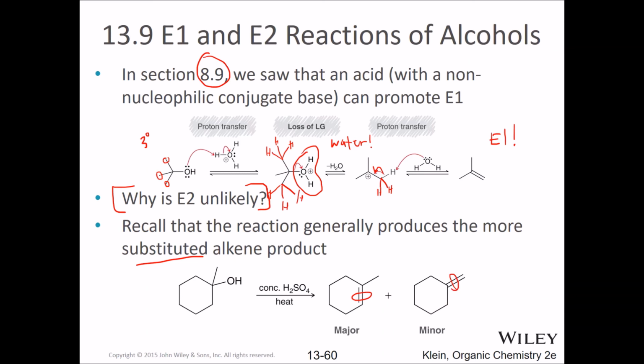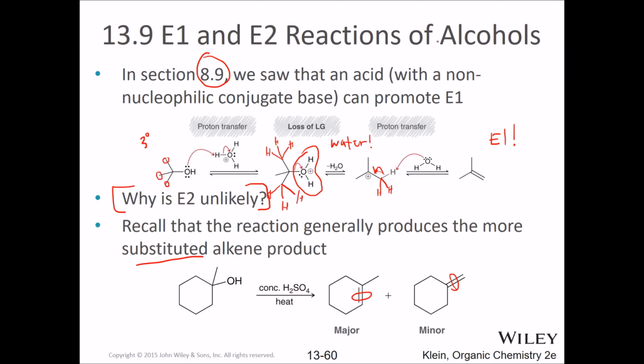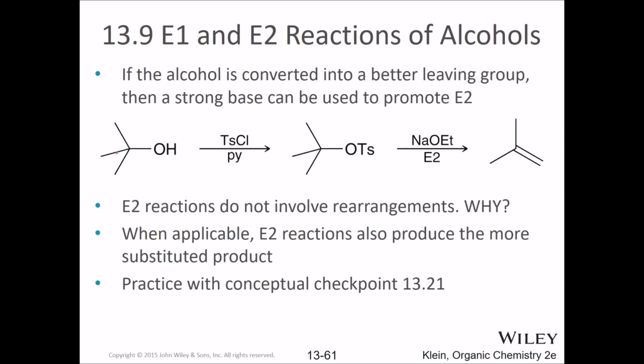All right, I think that's it. I'm going to ask you one more question here. If the alcohol is converted into a better leaving group, oh, no, that's not it. Here's some more facts, right? If the alcohol is converted to a better leaving group, then a strong base can be used to promote E2. Right? So before, on the previous page, we had E1, and it was not going to go this way. This acid-catalyzed elimination was not going to go E2. Why? And that's what my question was here. Why?